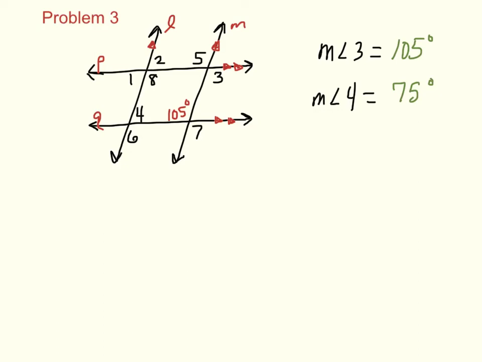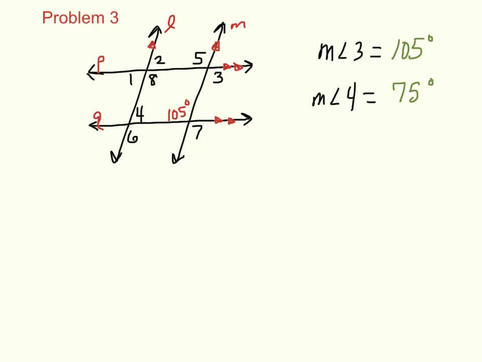So I kind of said this, but we'll go back and repeat this. The measure of angle 3 is 105. Why? Because these are alternate interior angles, so this is the alternate interior angle theorem. The measure of angle 4 is 75, because 105 and 4 are same side interior angles, therefore we use the same side interior angles postulate. So those are the reasons behind it.